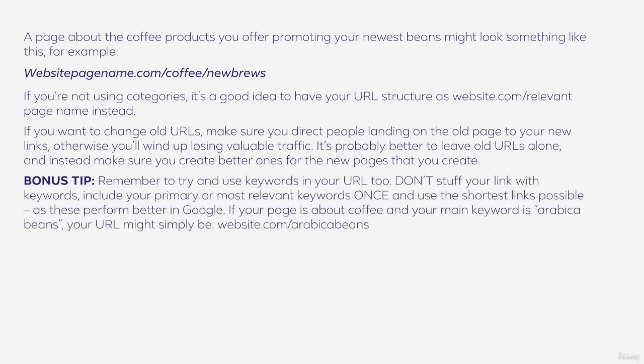Bonus tip: remember to try and use keywords in your URL too. Don't stuff your link with keywords. Include your primary or most relevant keywords once, and use the shortest links possible, as these perform better in Google. If your page is about coffee and your main keyword is Arabica beans, your URL might simply be website.com/arabica-beans. If you were using categories, it might look like website.com/coffee/arabica-beans.